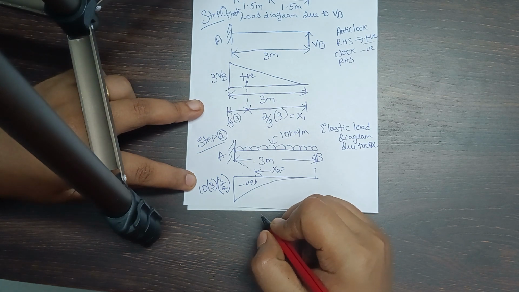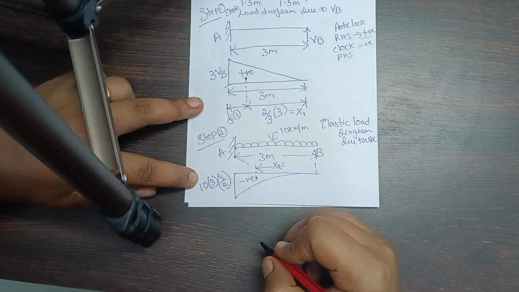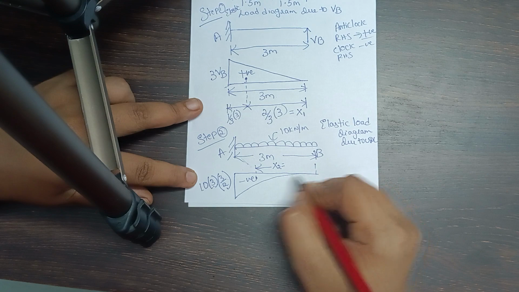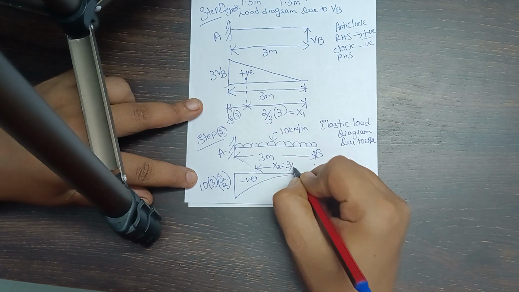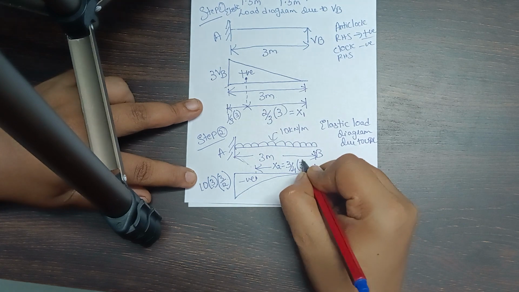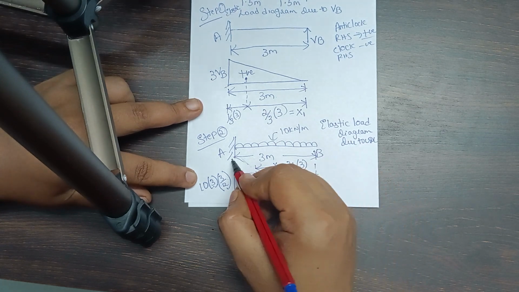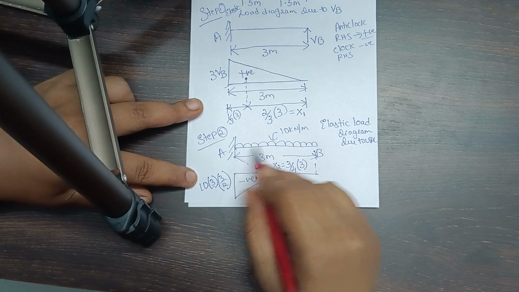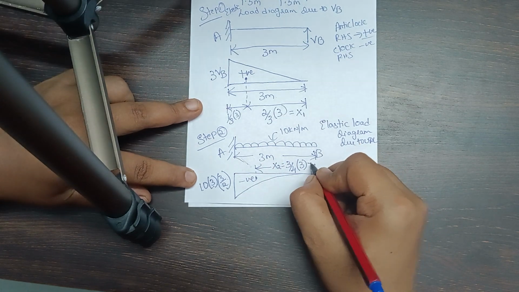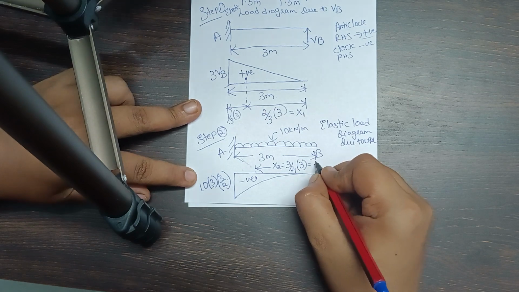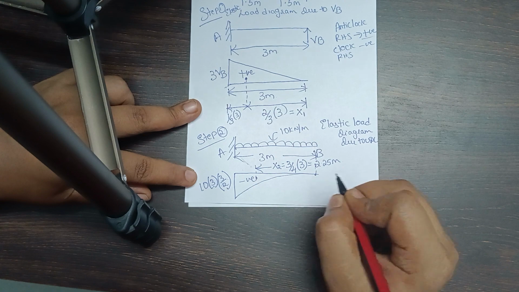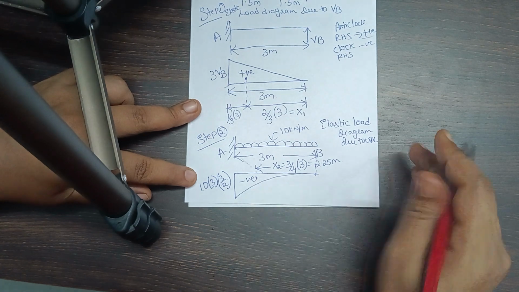But here it will be equal to 1/4 or 3/4 of the base distance. So here it is a longer side, therefore it is 3/4 of the base distance. The base distance is 3 meters, meaning the overall span where the load is distributed is 3 meters. So x2 will be 3/4 of 3. It comes out to be 2.25 meters. This is from point B. So this is the centroidal distance.